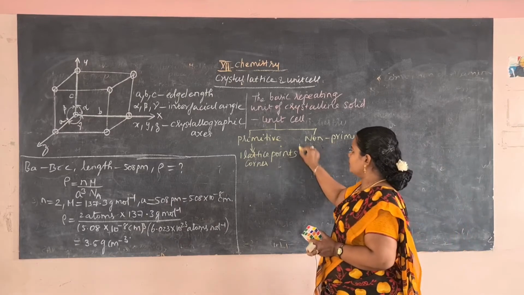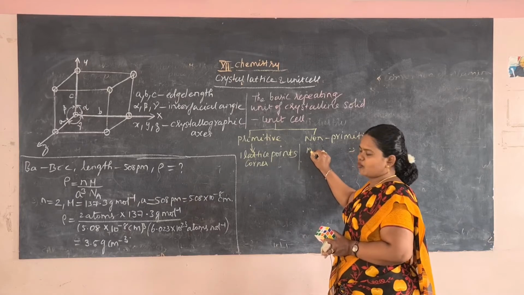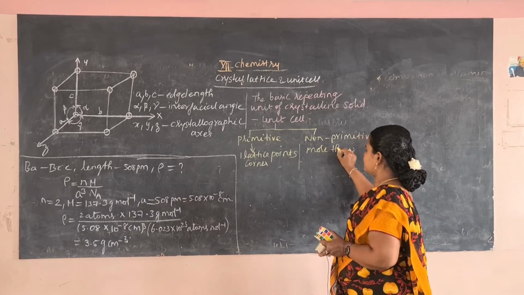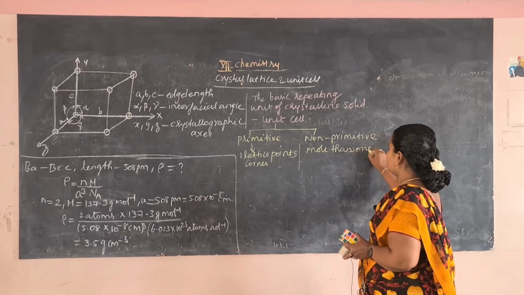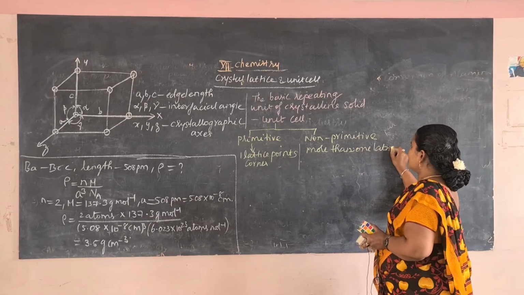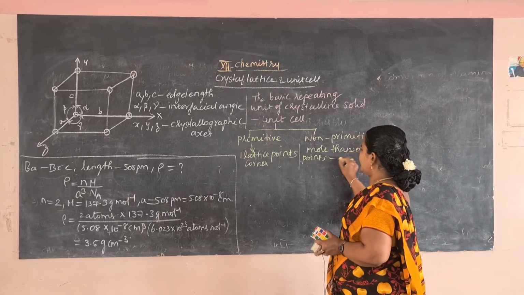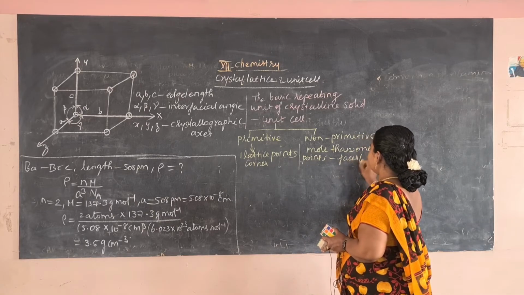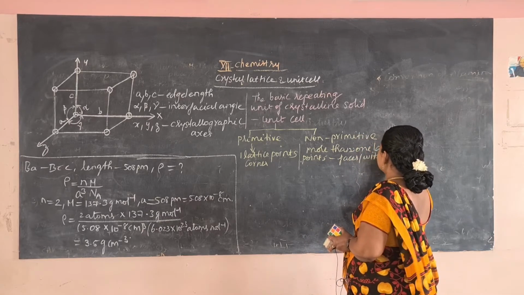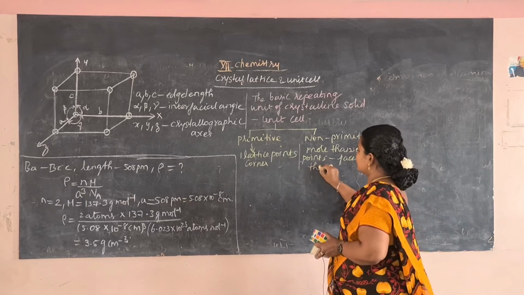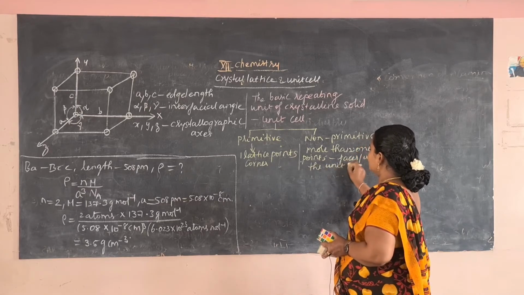And non-primitive unit cell, it is shared by more than one lattice point. More than one lattice point will be there. That is known as non-primitive unit cell. And the atom will be shared by faces or within the unit cell.